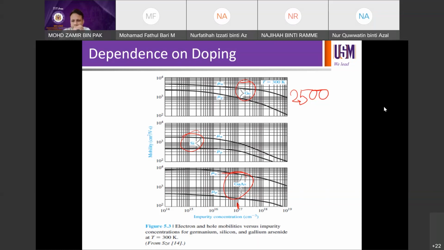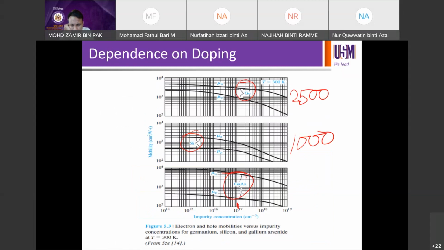Now what do we get? Silicon, electron, 1 times 10 to the 17. 1,000, right? Yeah, that's close to 1,000. Okay. How about the last one?